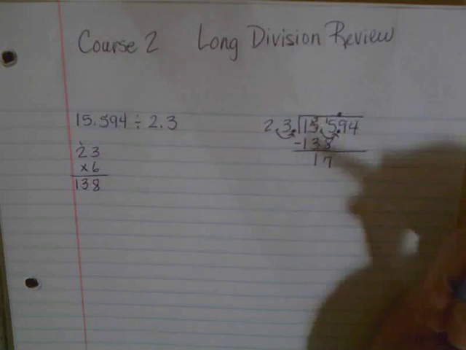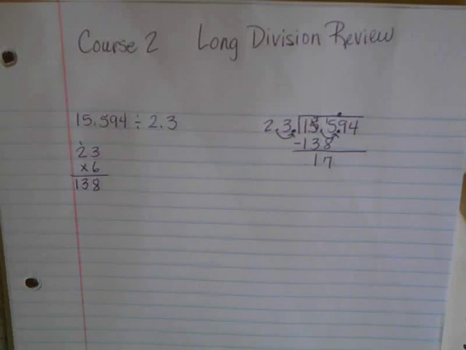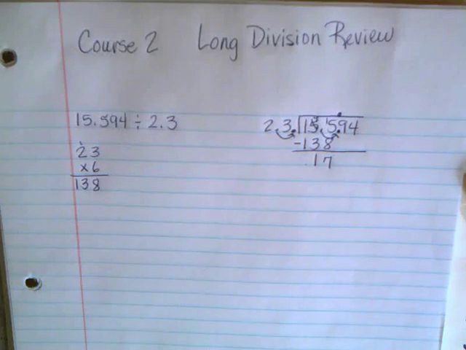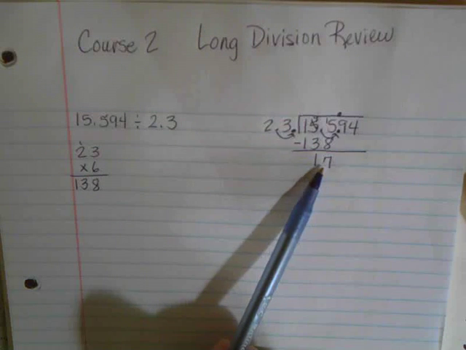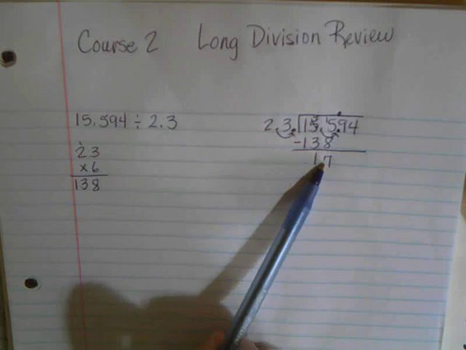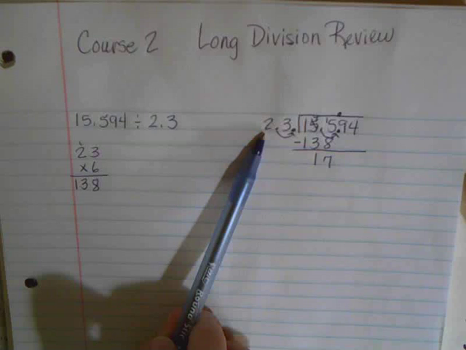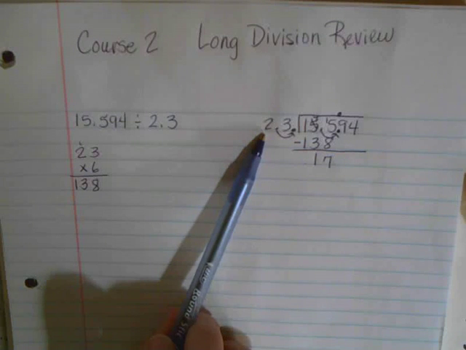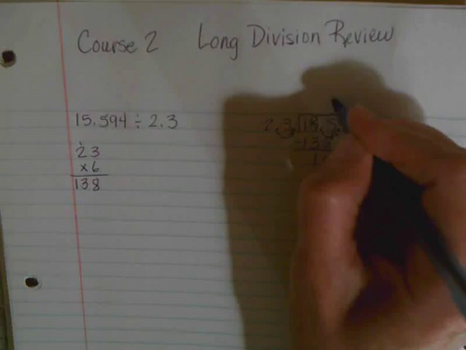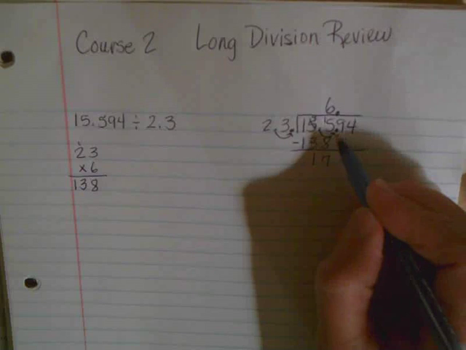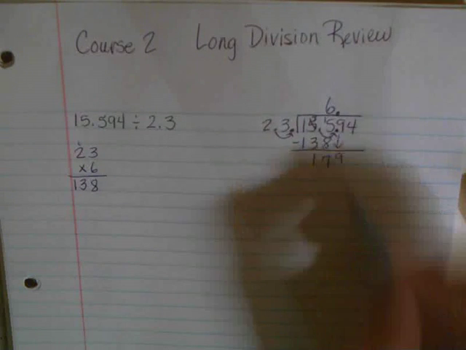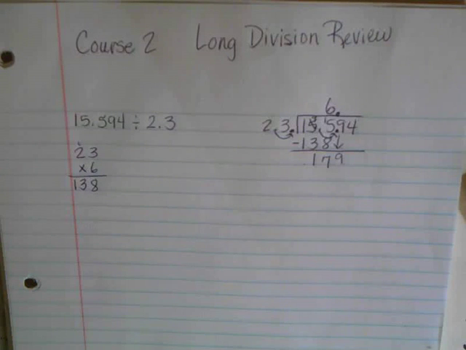Again, you may choose to write down that 0 or not, depending on what you like to do. All right, so at this point with our remainder, we always want to be sure that our remainder is less than our divisor, and it is in this case, so that means chances are that the 6 worked well, and we can put that up there. At this point now we bring down the 9, so now I'm trying to divide into 179.